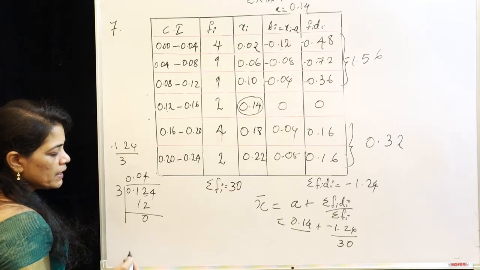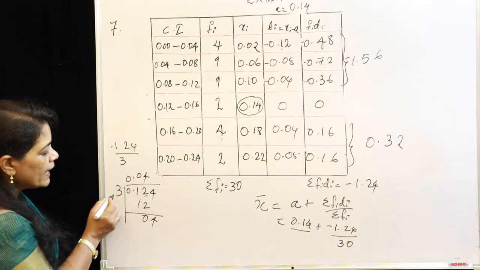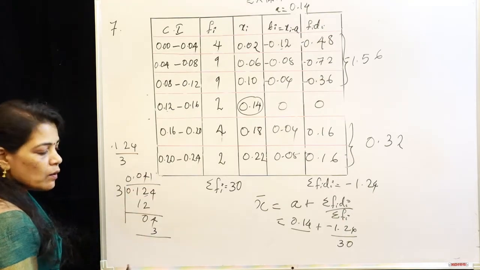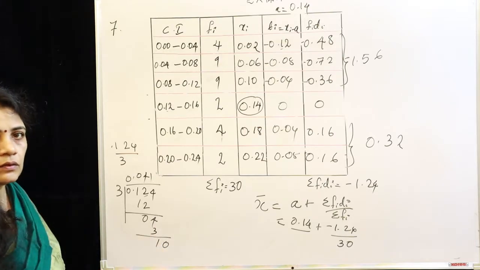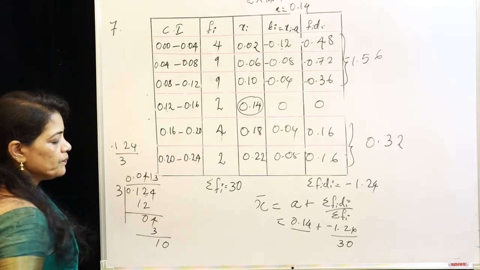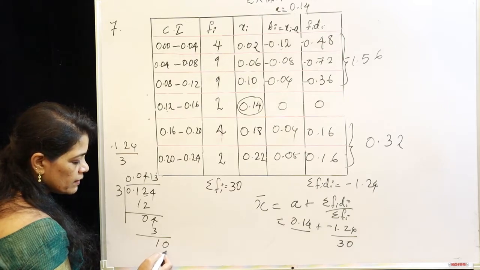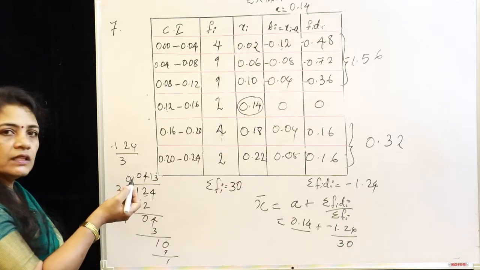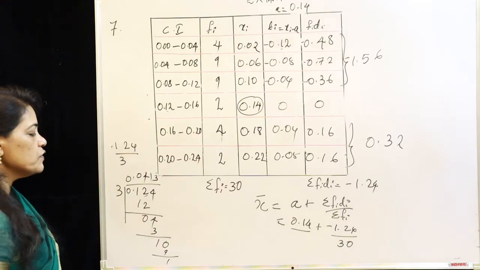Okay, so remainder 0. Then bring down the next number, that is 4, and 3 in 4 1 time. Now the remainder is 1. We can see one more decimal value, that is 3 in 10 3 times. So this will continue like this, because when you divide a number with 3, if this is not a multiple of 3, it will not terminate. That we have learned in the first lesson.